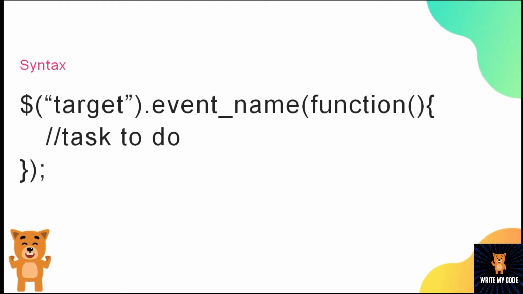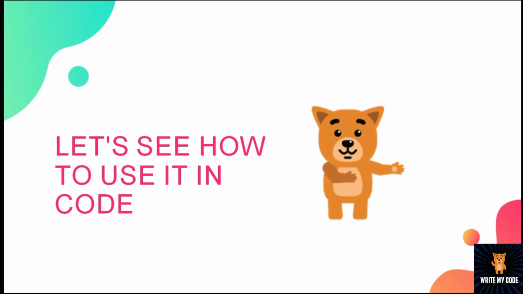Then the function keyword, and then between these brackets the task to do means what we want to perform. We want to close the windows, we want to increment the counter, or we want to change the background color. So these are some tasks that we can perform. So that code comes between this bracket. So this was a basic syntax. Now let's see how to use these all things in our code.